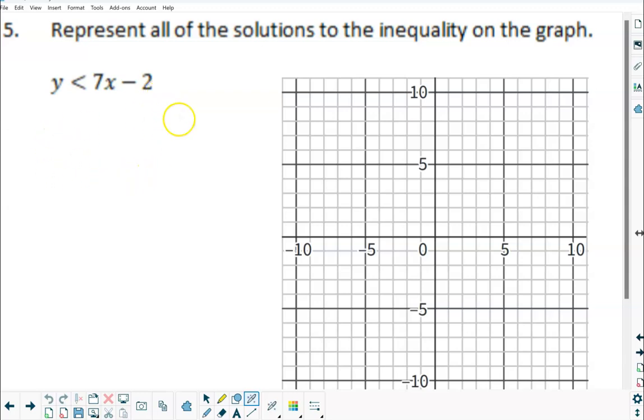So we've got the b as our y-intercept, which is right here. That's where we're going to begin. And we've got the slope, which is 7. So I'm going to start off by plotting the negative 2 here, right here on the y-axis. The 0, 0 going down 2 on the y-axis.